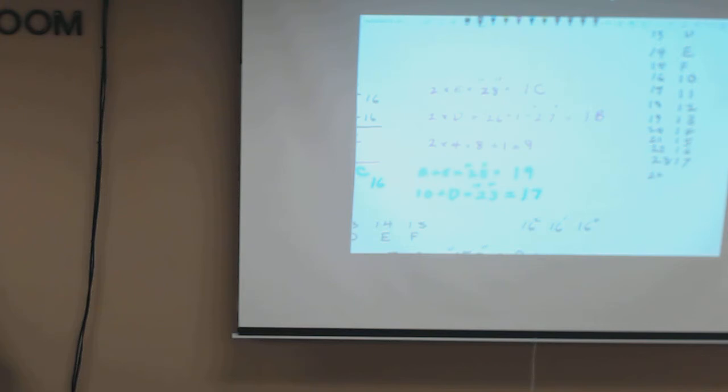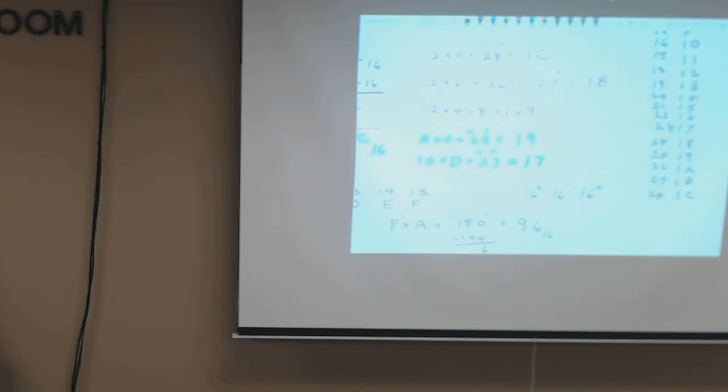24, 25, 26, 27, 28. One 16 and 8 ones. One 16 and 9 ones. One 16 and 10 ones. How do I say 10? A. One 16 and 11 ones. How do I say 11? B. One 16 and 12 ones. C. You follow what I'm doing? I'm just counting in base 16. 29, 30, 31.